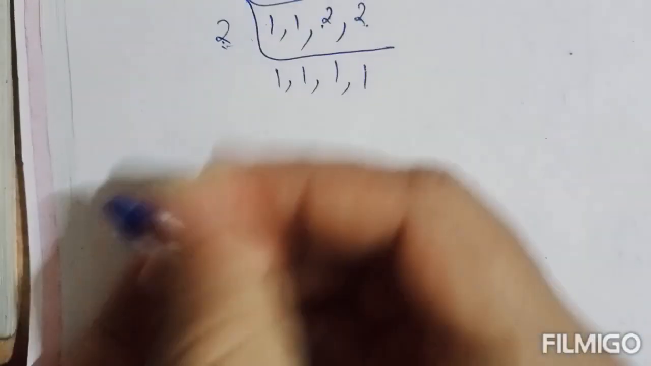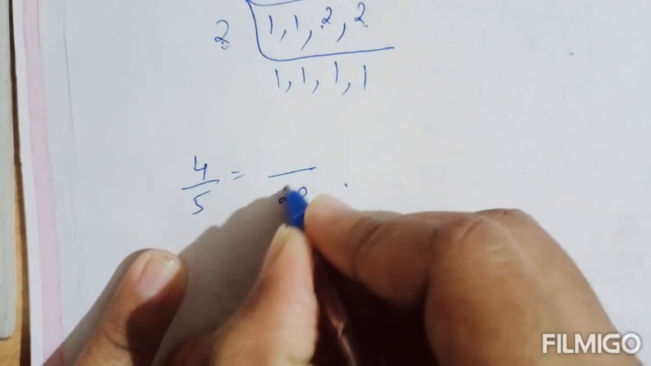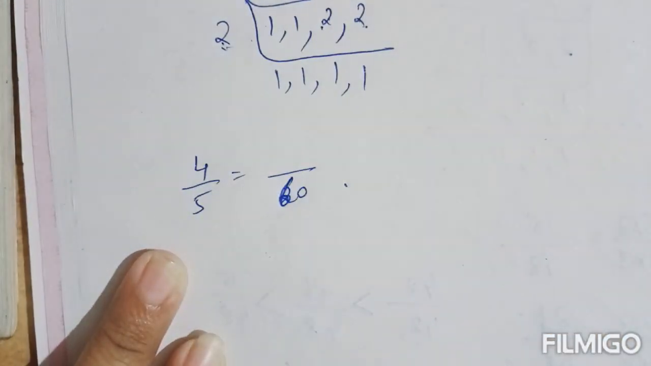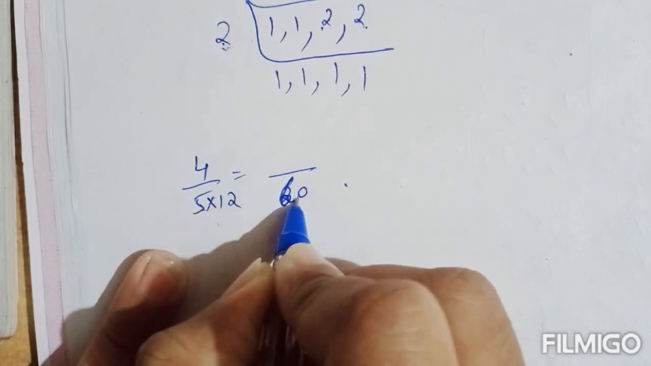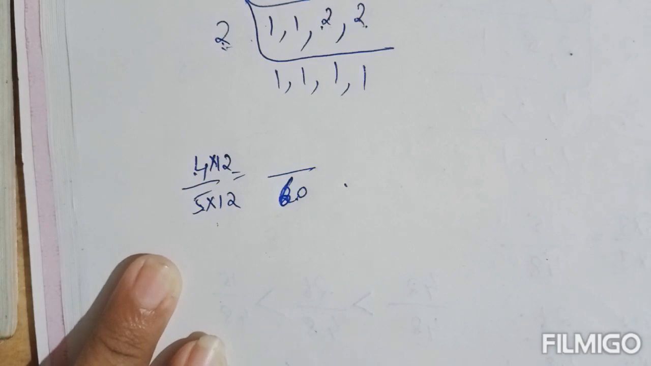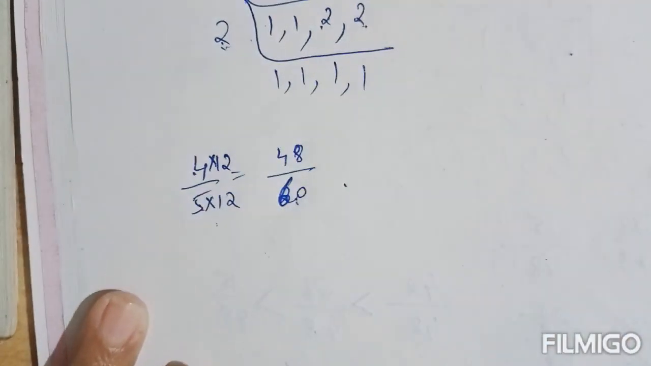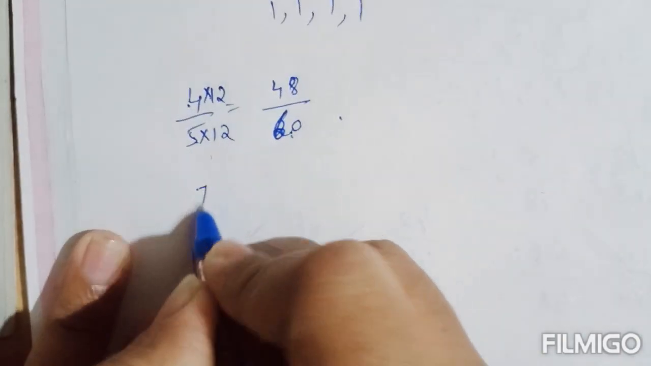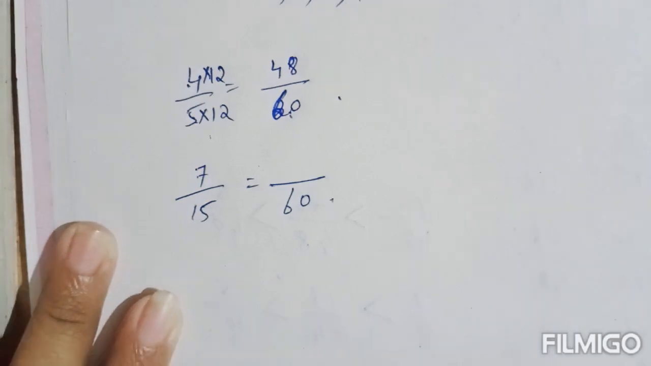So first fraction 4 by 5. We have to make the denominator 60. Okay. 5 into 12 it is 60. So for numerator 4 also you multiply by 12. 4 into 12 it will be 48 by 60. Second fraction 7 by 15. You have to make the denominator equal to 60.